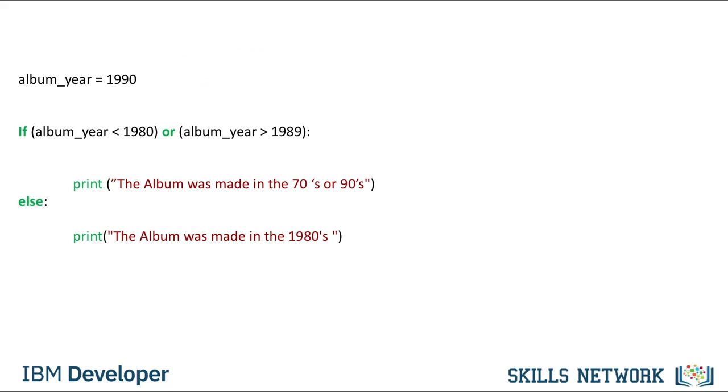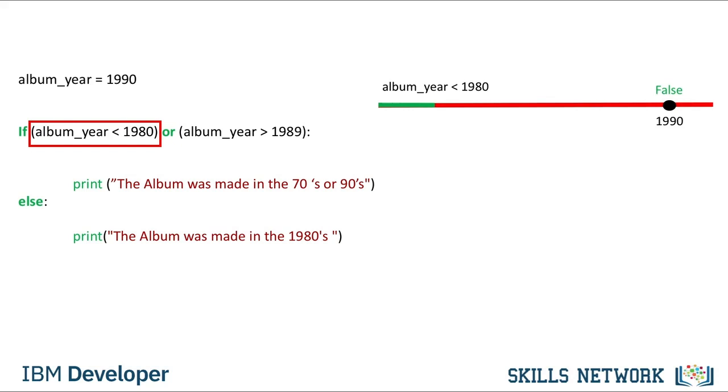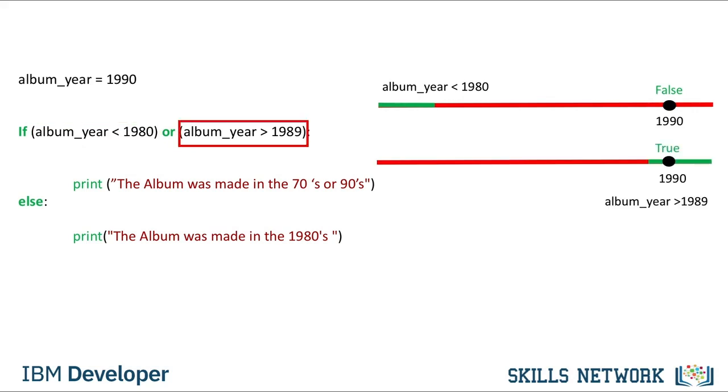The following lines of code will print out: "This album was made in the 70s or 90s," if the variable album year does not fall in the 80s. Let's see what happens when we set the album year to 1990. The colored number line is green when the condition is true, and red when the condition is false. In this case, the condition is false. Examining the second condition, we see that 1990 is greater than 1989, so the condition is true.